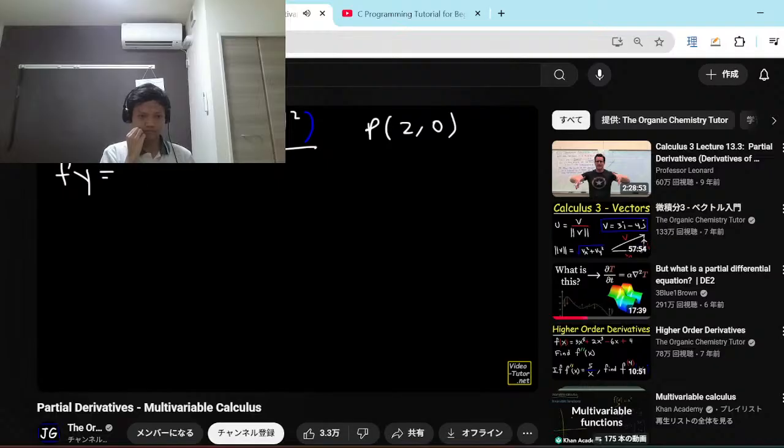So let's start with fy, because we don't need to use the product rule. It's going to be the constant, which is x cubed, and then all we have to do is differentiate e to the 4x y squared, which is going to be the same thing, e to the 4x y squared times the derivative of 4x y squared. So 4x is the constant, and the derivative of y squared is 2y. So now we plug in the point (2, 0).